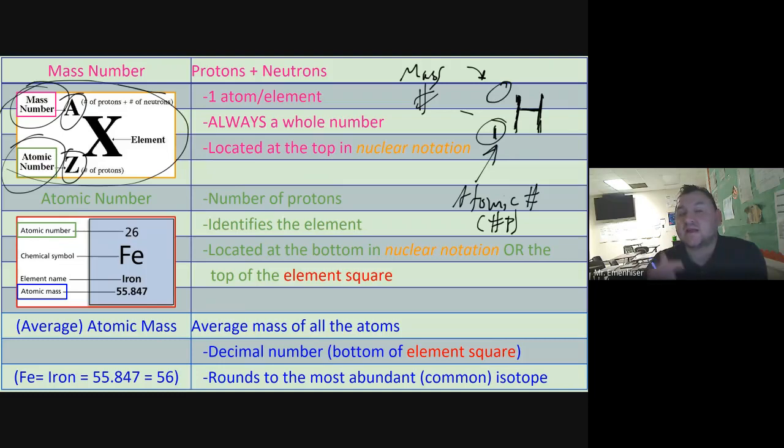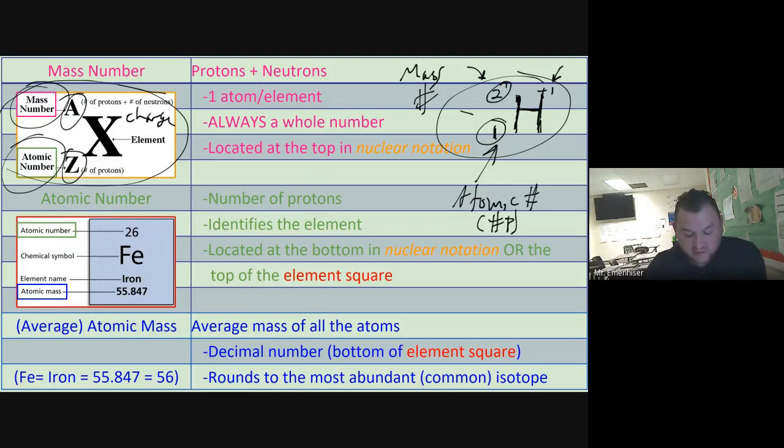So let's say that we had a hydrogen atom with 1 proton and 1 neutron, total mass of 2. So I would put 2. And then my charge would be equal to 0. So usually there's not a charge. If there was a charge, let's say it was positive 1, then the charge would go in the top right corner. So charge would go right here. Okay, so that's where the charge would go.